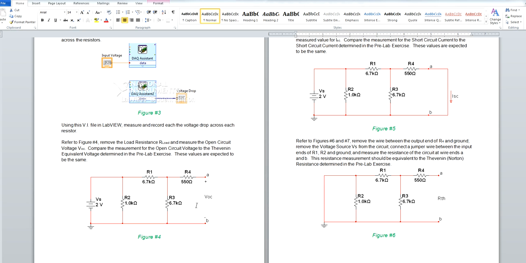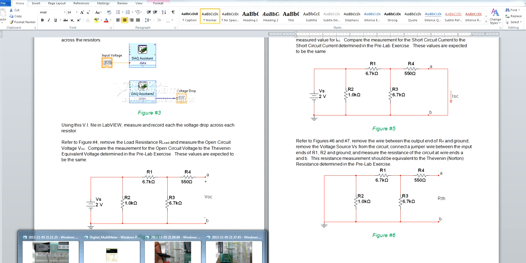Taking the open circuit voltage, which should be equivalent to your Thevenin voltage, we're going to remove the load resistor from the circuit, as shown in figure 4, maintaining the voltage source, and we'll take the reading across these two ports. This will be our Thevenin voltage.